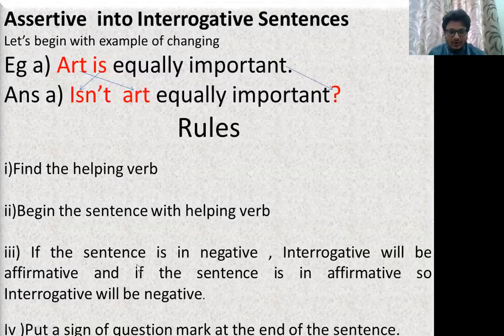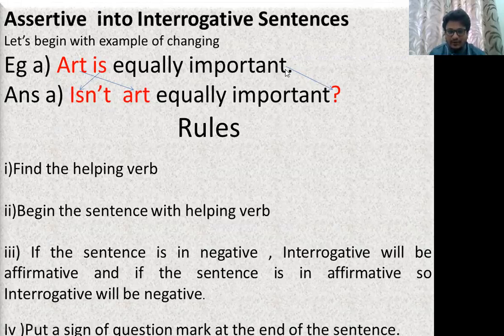Now see, we are going to apply all these rules in the very first sentence. Art is equally important. We have to find out the helping verb, and we have got the helping verb, that is, is. It is going to be brought at the beginning of the sentence. After that, we have to see whether the statement is given in positive or in negative. This statement is in positive, so we have to use the negative word not. It is going to be used after the helping verb. Is, isn't. N'T is the contracted form of not. So isn't art equally important?